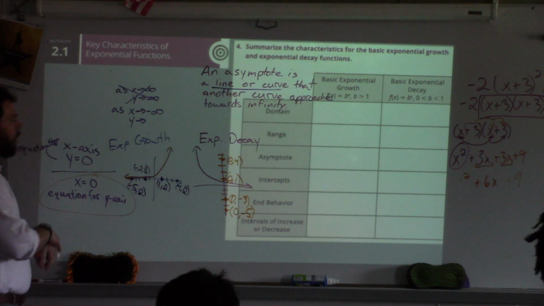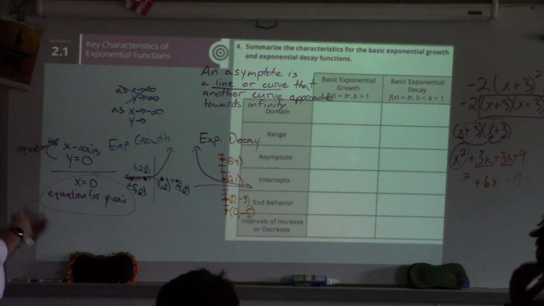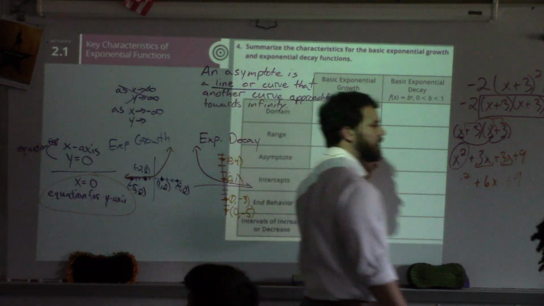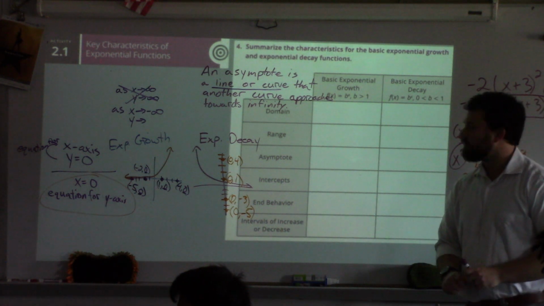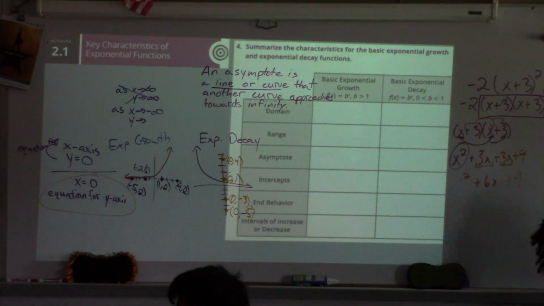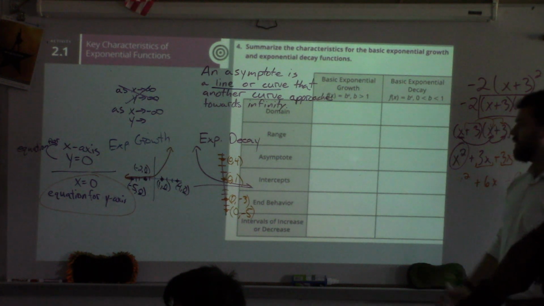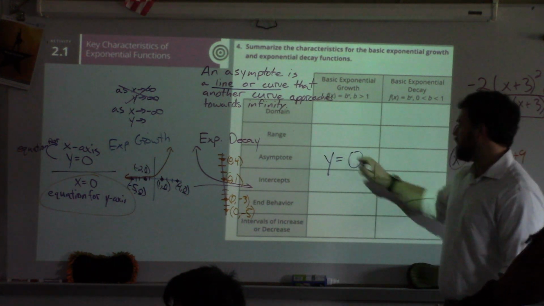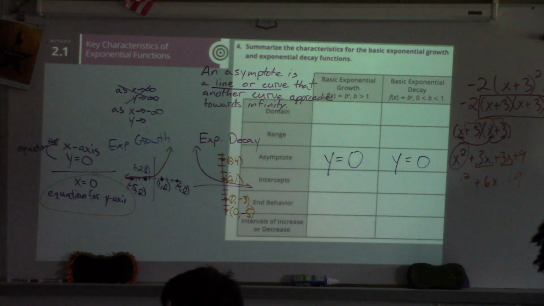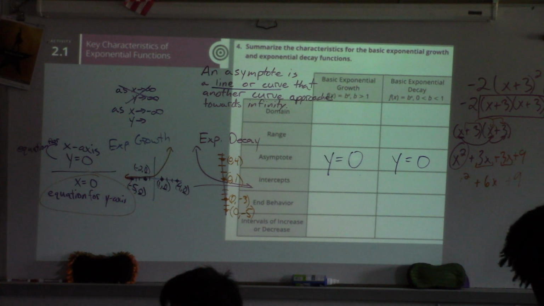Okay. All that to say, an asymptote is a line or a curve that another curve approaches towards infinity. So what would we say the asymptotes are for the exponential growth and the exponential decay? Well, what did we already say that the functions are approaching? The x-axis. So what is an equation for the x-axis? y equals 0. These functions are approaching the x-axis, so the asymptote is y equals 0.